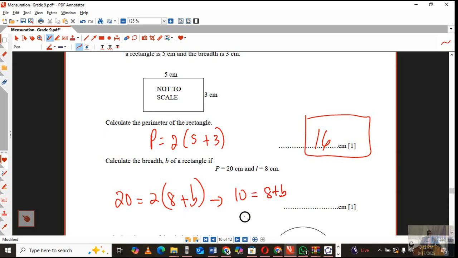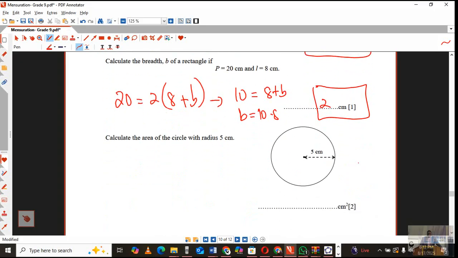8 plus b, then b will be 10 take away 8. So b is nothing but 2 centimeters. You can play around with the formula, whichever method you choose.